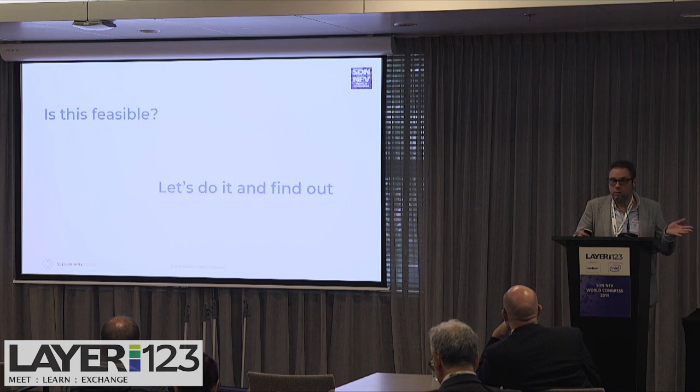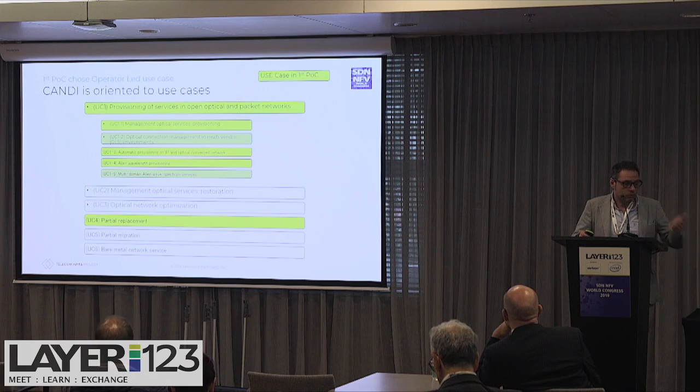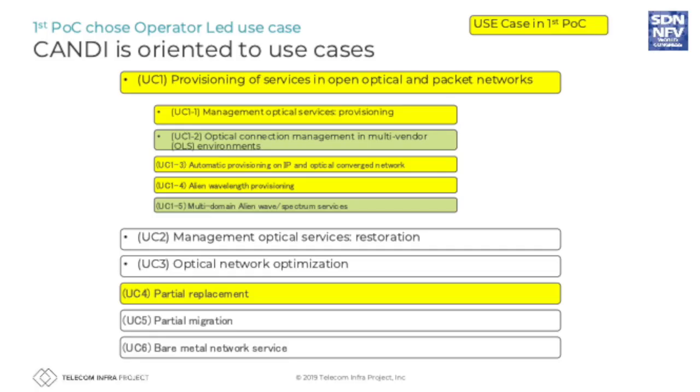So, is this feasible? Let's do it and find out whether it is feasible. From the list of use cases, we started to choose. For the first one, let's try to do automatic end-to-end provisioning, including IP and optical, also be able to manage the optical spectrum, and also try to do a replacement of a device. Are we talking about disaggregation in the IP? We said that we can decouple hardware and software. Let's try to do it.